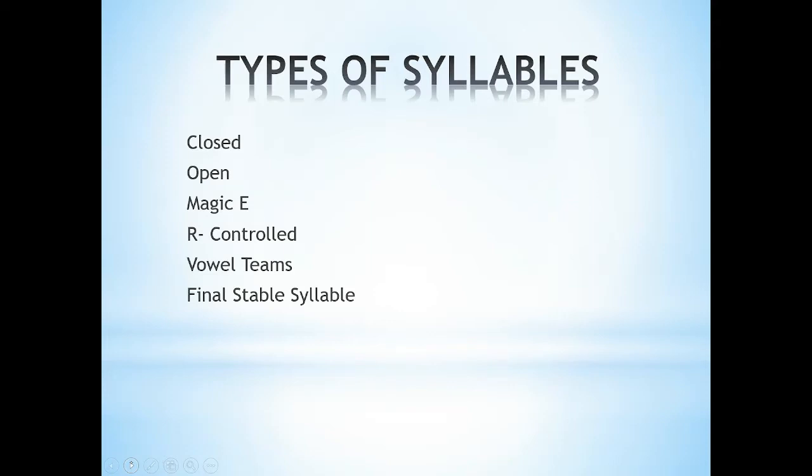R-controlled is when the vowel is followed by R, which changes its sound. Vowel teams are when there are 2 vowels together forming a team, and final stable syllable is when it comes at the end with the sound of l. So let's proceed.